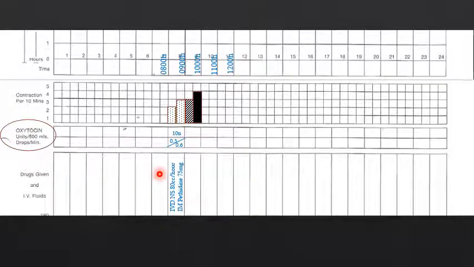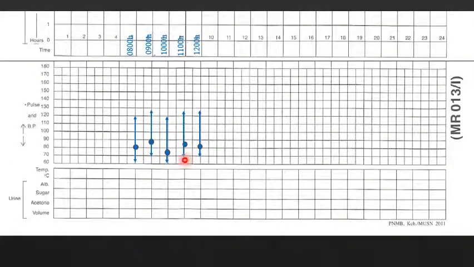Then you also have to write down what fluids have been given and what medication has been given. Okay. So next will be the pulse rate and the blood pressure of the mother. This is easy. The arrow is actually this is systolic blood pressure, this is diastolic blood pressure, and this is the heart rate. In a patient with hypertension, you would like to monitor closely. Every hour you need to do the blood pressure. Otherwise, if low risk pregnancy, you can do it 4 hourly.